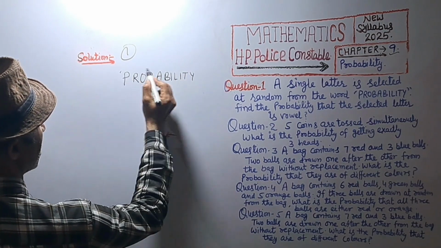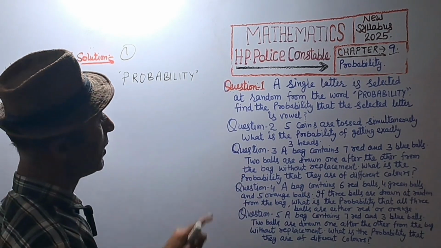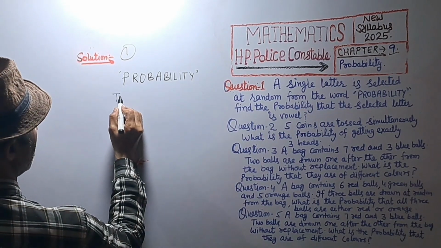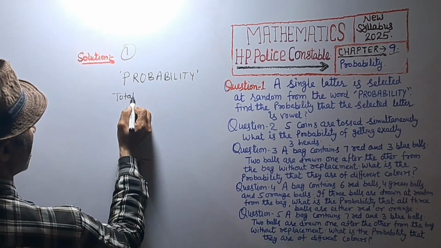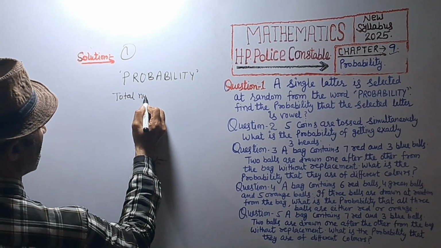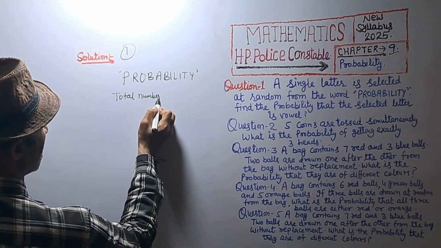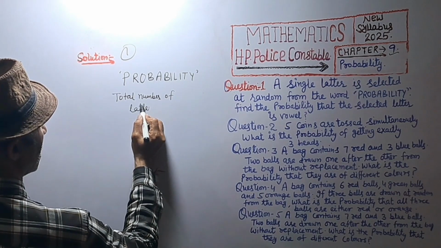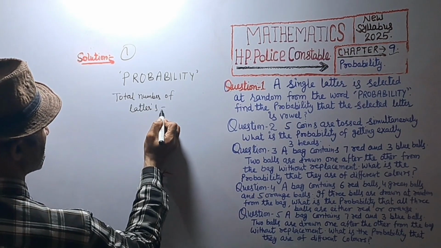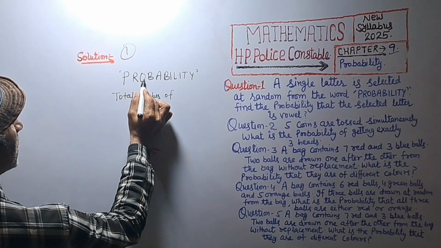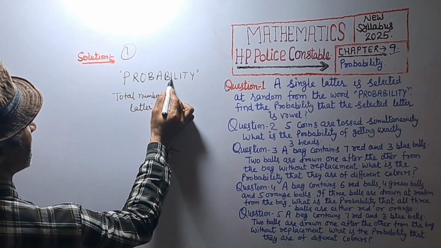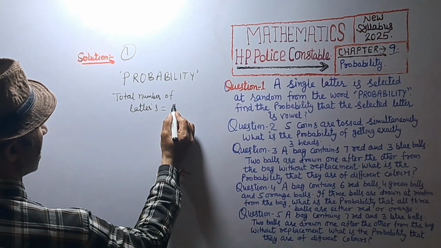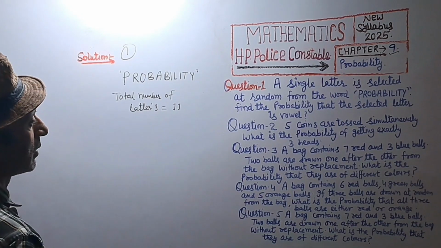Probability. Given letter, that is probability, and total number of letters equal to 1, 2, 3, 4, 5, 6, 7, 8, 9, 10, 11. That is 11.